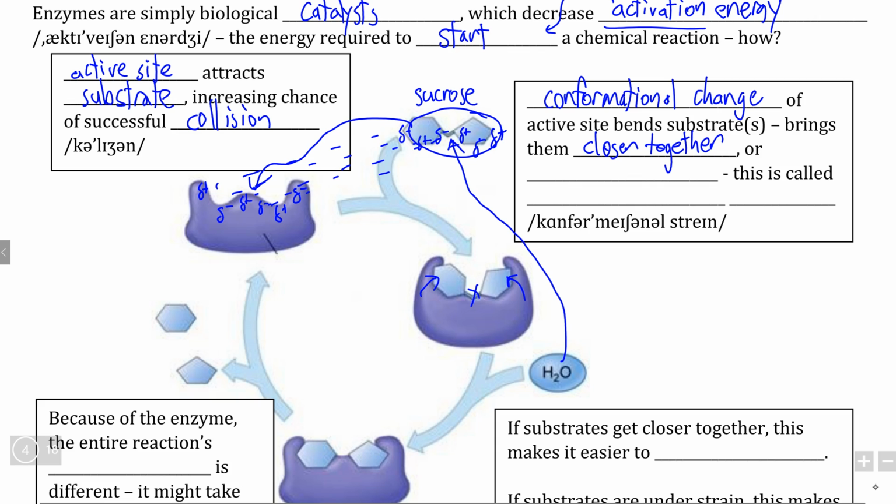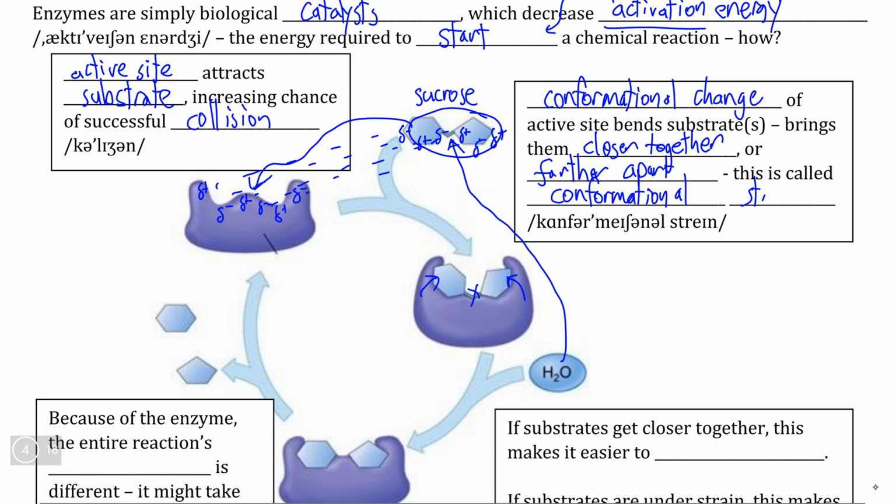One other possibility, if we were doing a hydrolysis reaction like this one, is that the enzyme uses its active site to pull a single substrate farther apart, thereby, again, putting strain on the bond that we want to break. And because it is the conformational change that is putting this bond under strain and making it want to break, we would naturally call this conformational strain.